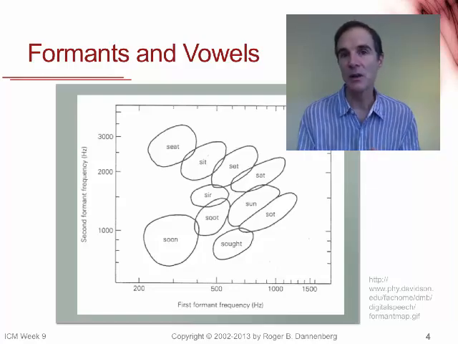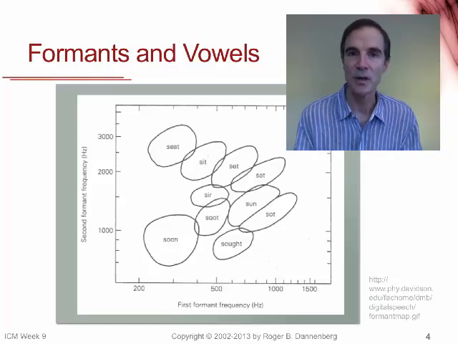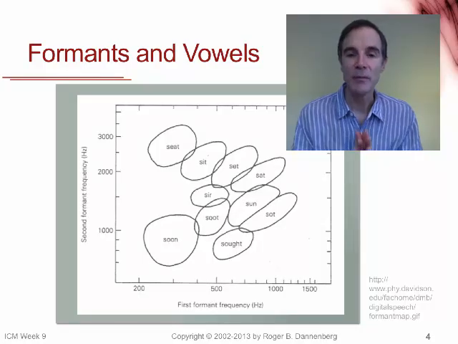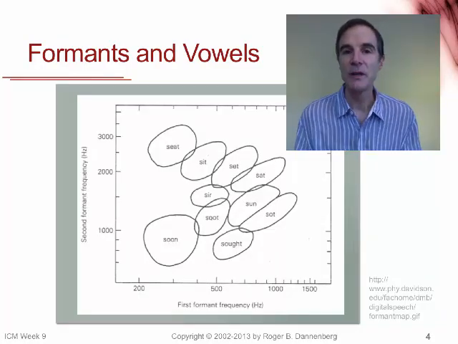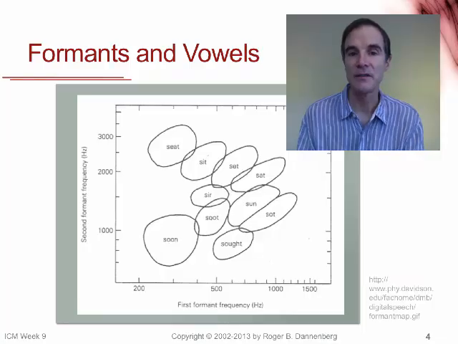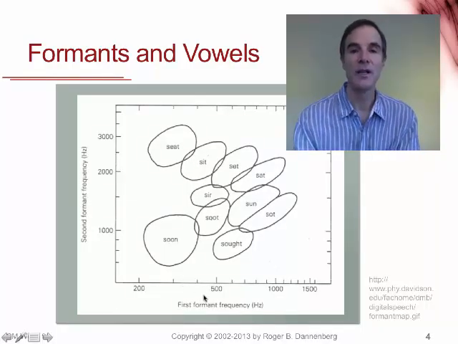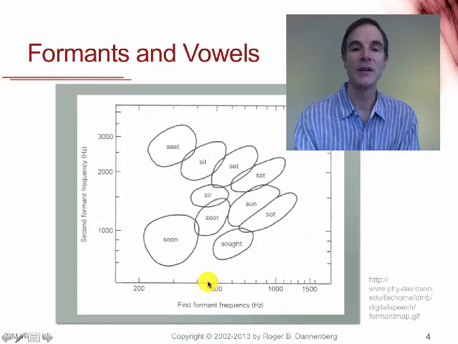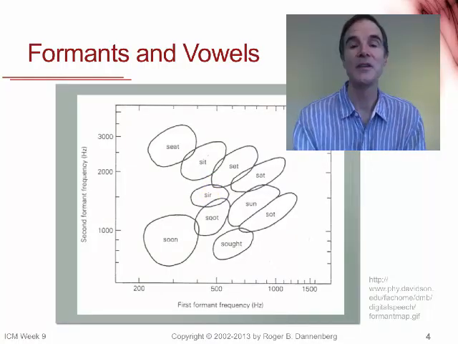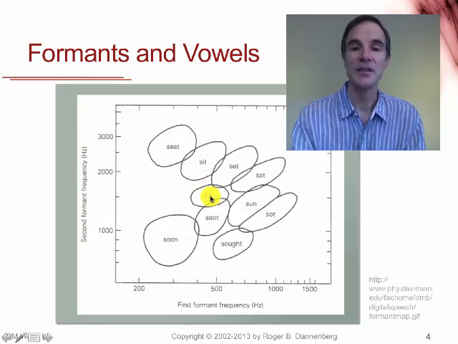The first two, or the lowest two resonances, are the most important ones. And in fact, if we plot the first resonant frequency versus the second resonant frequency for different vowel sounds, we get a picture like this. So we can see here that, for example, if the first formant is a little below 500 hertz and the second formant is around 1500 hertz, then we get this vowel sound, as in sir.